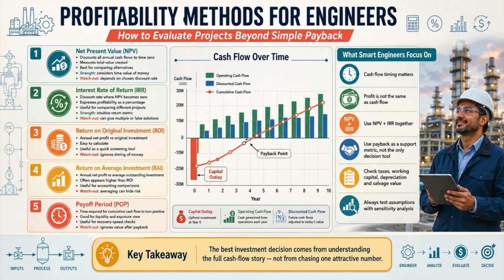It ignores the time value of money unless a discounted payback variation is used. It ignores cash flows occurring after the recovery point. Two projects can have the same payback period and completely different life cycle values. One may generate strong cash flow for 20 years after payback. Another may decline immediately after recovering its investment. Conventional payback can treat them as equivalent, even though their economic outcomes are radically different. Therefore, use payoff period as a supplementary risk indicator, not as the primary investment decision method.